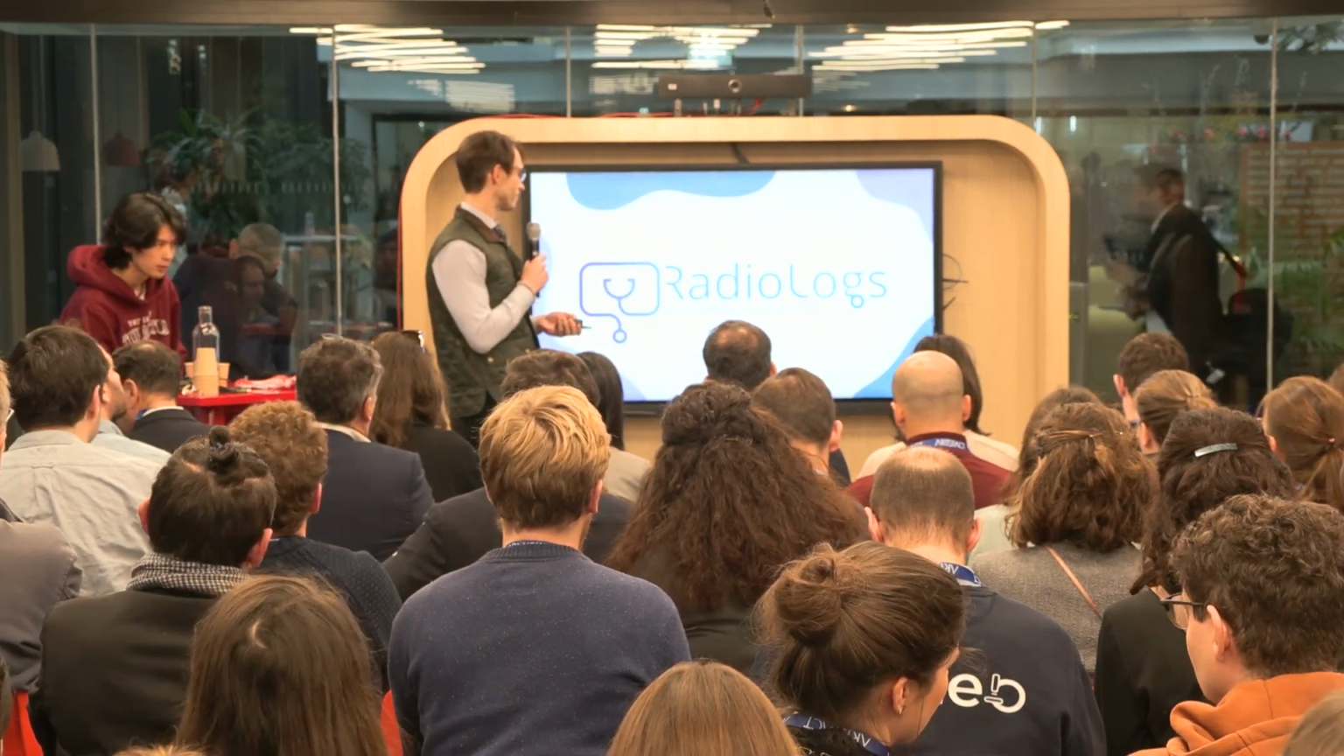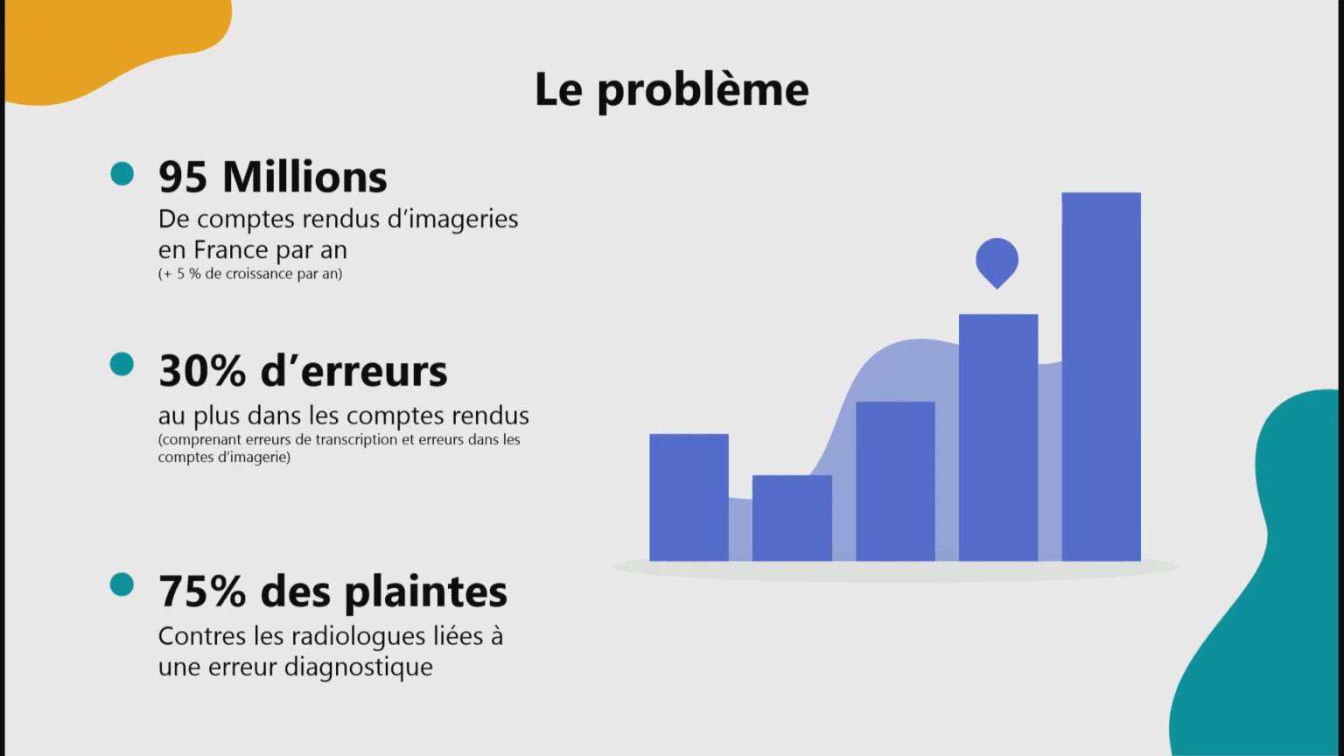So RadioLogs is about quality in medical imaging. What we do right now is we have a first product, which is a platform for second medical opinion in medical imaging, radiology, and nuclear medicine. So we have human experts, not AI for now, but human experts. So radiologists who are specialized in different parts of the human body.